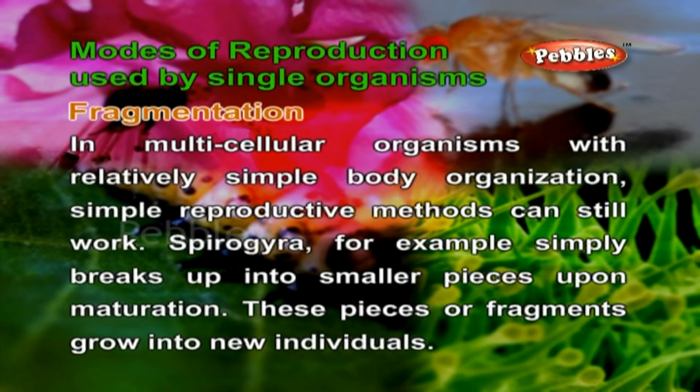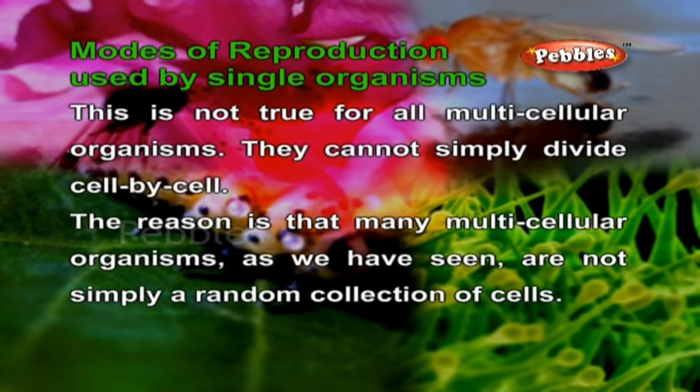Fragmentation. In multicellular organisms with relatively simple body organization, simple reproductive methods can still work. Spirogyra, for example, simply breaks up into smaller pieces upon maturation. These pieces or fragments grow into new individuals. This is not true for all multicellular organisms. They cannot simply divide cell by cell.